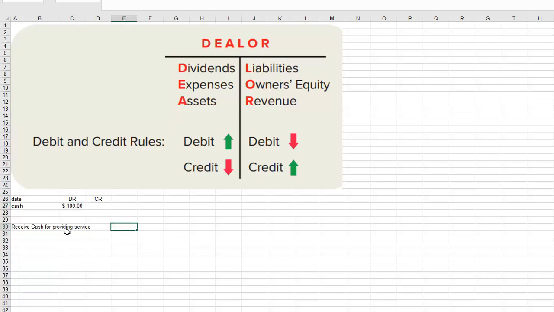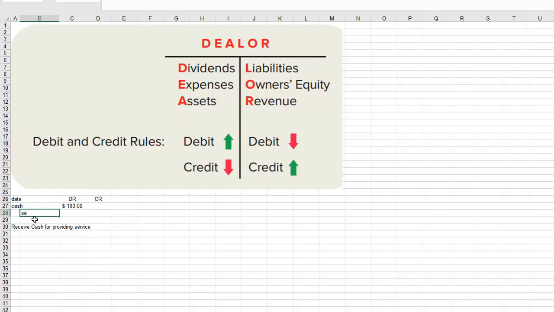Well, what's the other account? We provided a service. So as a company, we provided a service. That is going to be service revenue. Did our service revenue go up or did it go down? In this case, we provided the service, so we are going to increase that account. Which type of account is it on DEALOR? All right, that one has the word in it, revenue. Service revenue is a revenue. We are going to increase our service revenue with a credit.